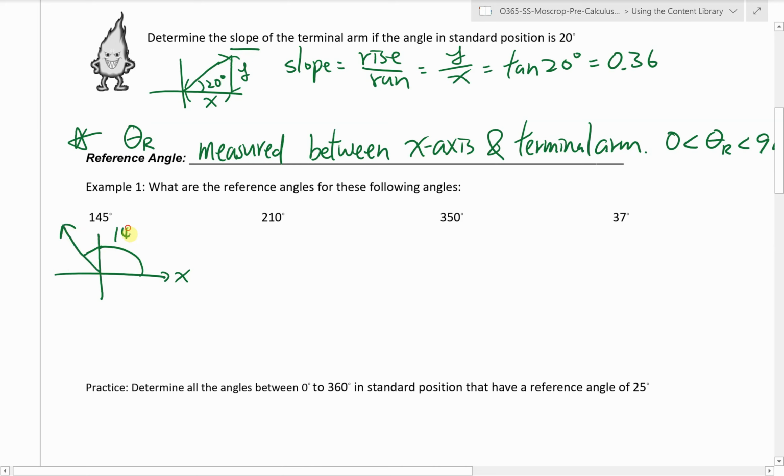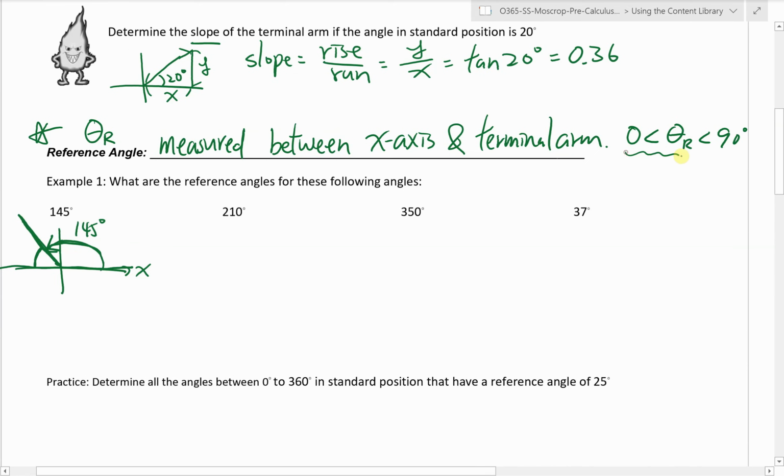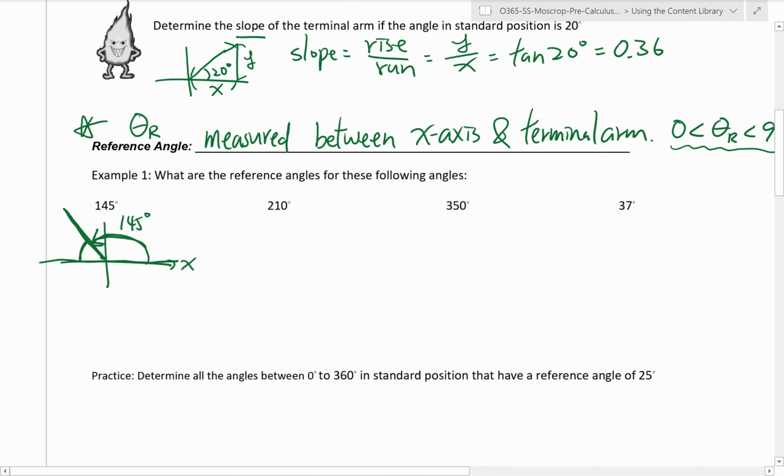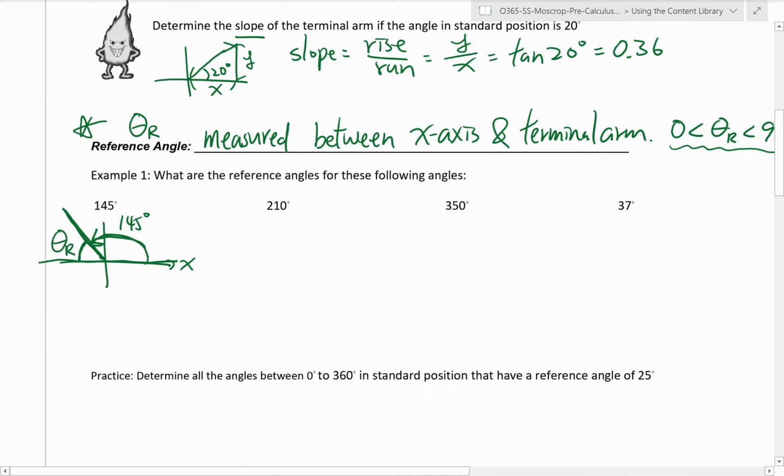So this is 145 degrees. The arrow should be drawn here. So here is the angle theta. Reference angle, again, is measured between the x-axis and terminal arm. So x-axis is right here, and here is the terminal arm. Really there are two options. Either this angle right here, because that's between x-axis and terminal arm, or this angle right here, because that's also between x-axis and terminal arm. Now, the key is that it is always between 0 and 90 degrees. So we are actually looking at this angle right here, theta r.